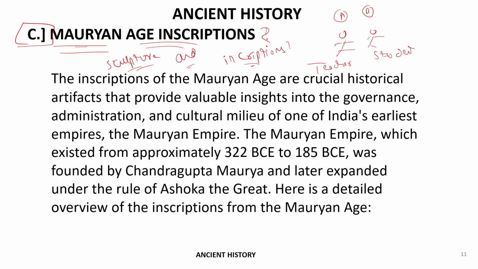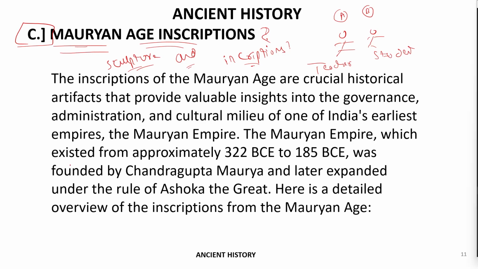Again, I have asked you. How will you be able to tell me the correct answer, that this one is the sculpture and this is the inscription, when I have given you two things, A and B? You will only be able to answer this question if you know what is meant by sculpture and what is meant by inscriptions.